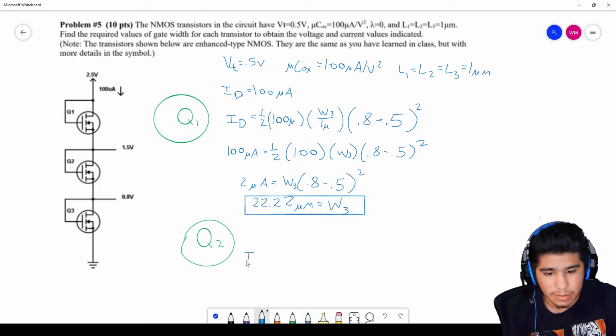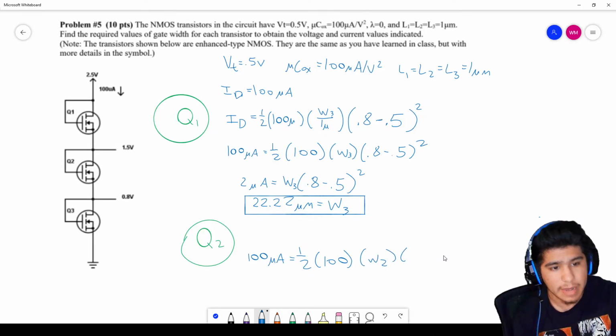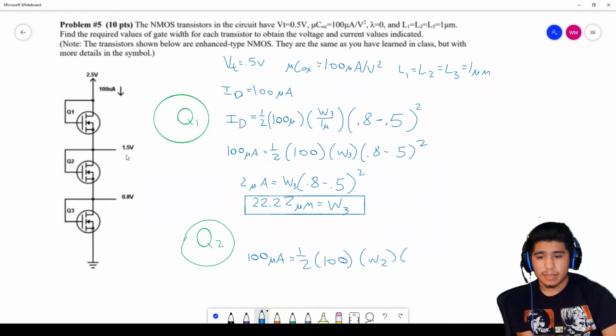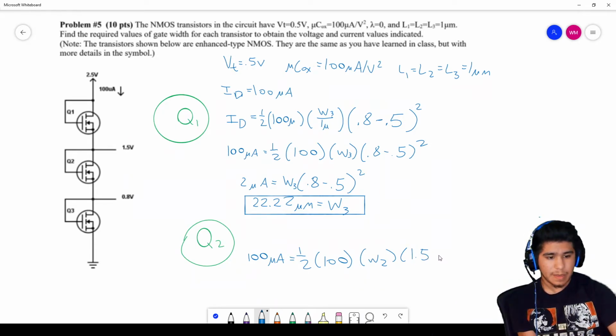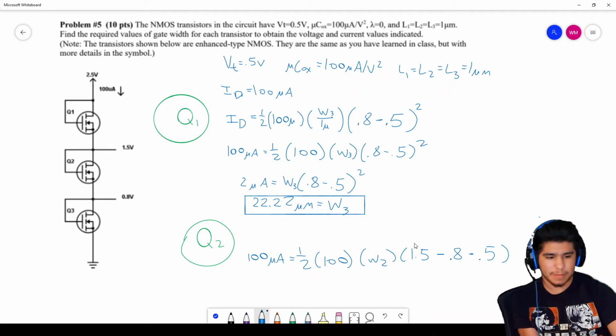Okay, it's very similar. So ID, which you're going to replace with 100 microamps equals 1/2 100 W2. And now this is where things get a little different. We're going to have to subtract, we're going to start out with 1.5 minus this. So actually it's going to be minus 0.8 minus 0.5. Because now we have a difference here. Okay, we can't just leave it as 1.5. That would be way too big. We need to account for the difference.